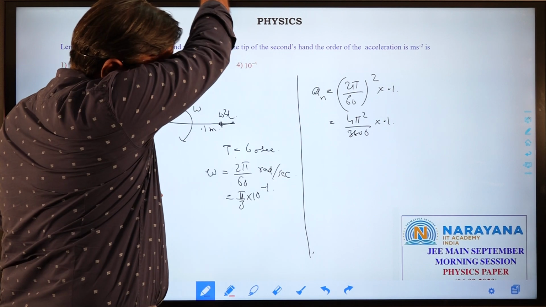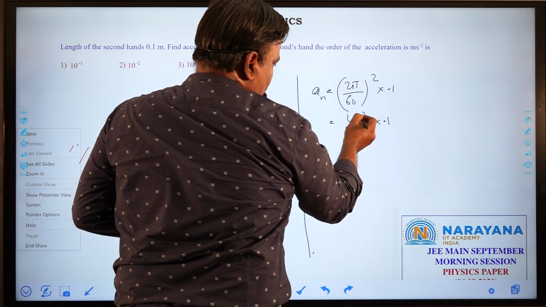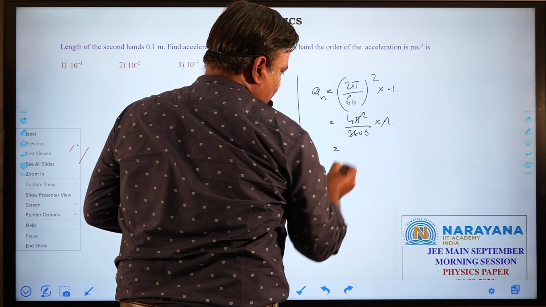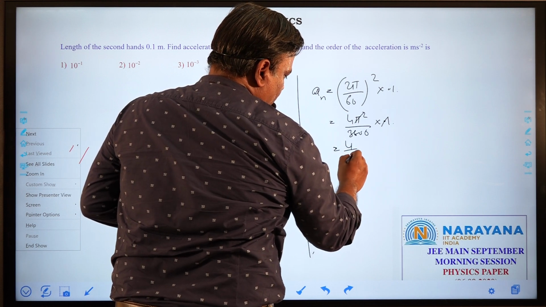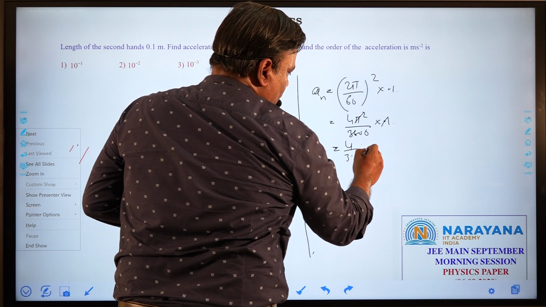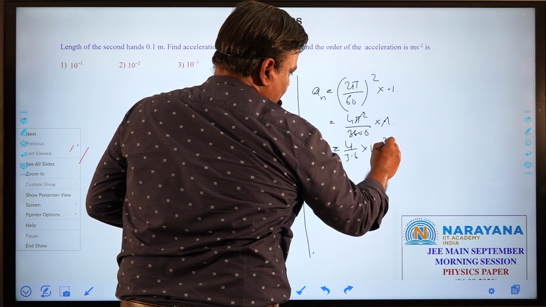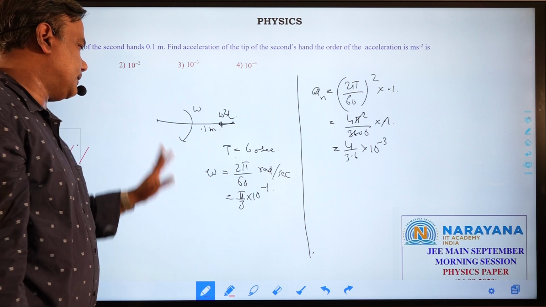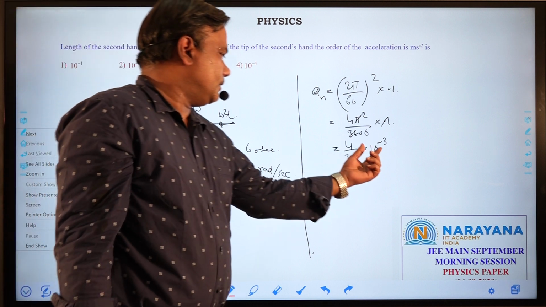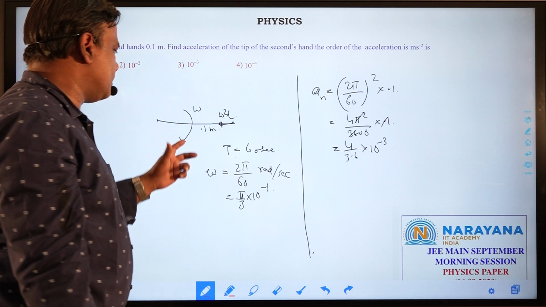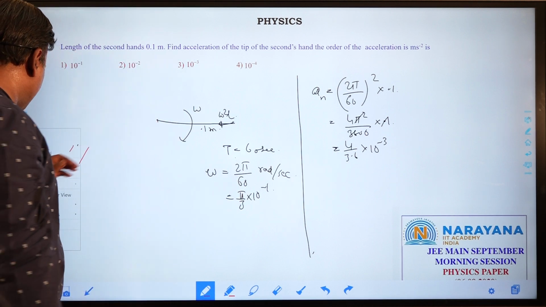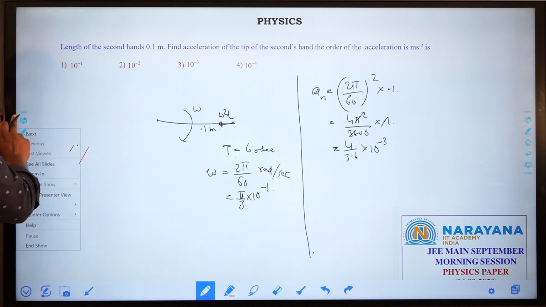So this value will be equal to 4 pi square divided by 3600 into 0.1. The value of pi square, all of you know, is nearly equal to 10. So you can cancel out this term and this will give you 4 by 3600, that is 4 by 3.6 into 10 to the power minus 3. So if he is asking the acceleration of the tip of the second hand, then the answer should be 10 to the power minus 3. If he is asking angular velocity, then it should be 10 to the power minus 1. So depending on the type of question, we can have this value.